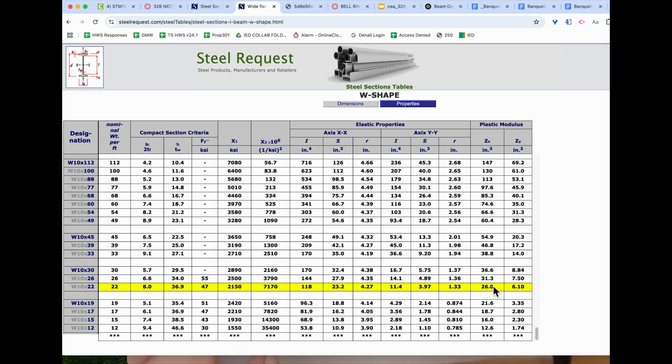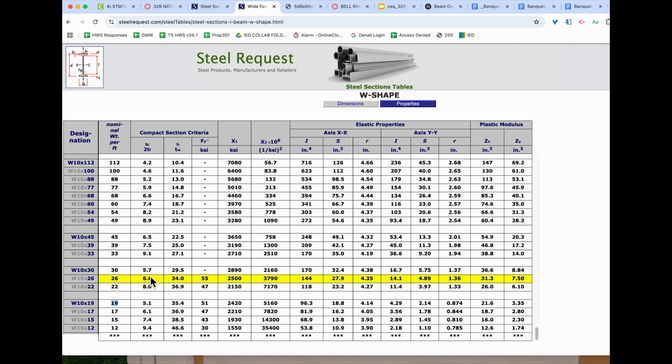So in this case, I can write down some different options. We could go with, I see, a 10 by 17. That's going to be 18.7, so we're going to write that one down. So we're going to try W10 by 17. And then let's put down one other option too. We could go 12 by 16, right? So 12 by 16. Now, I'm not going to choose 10 by 19. Why is that? It's because per linear foot, that's going to weigh 19 pounds per foot.